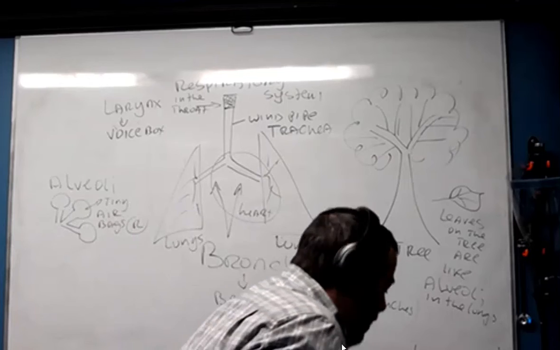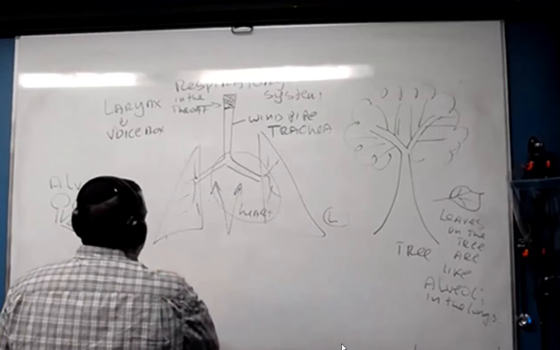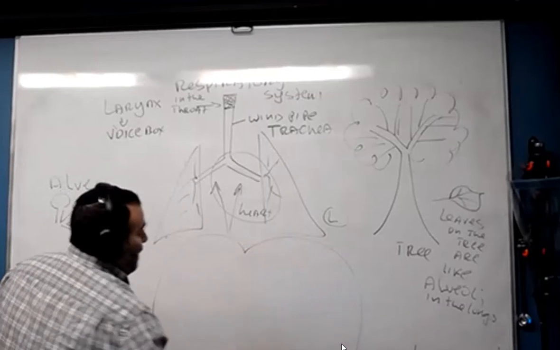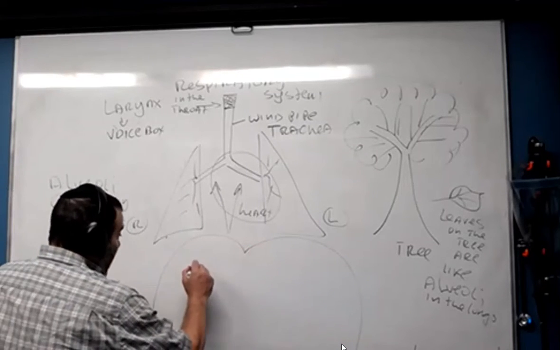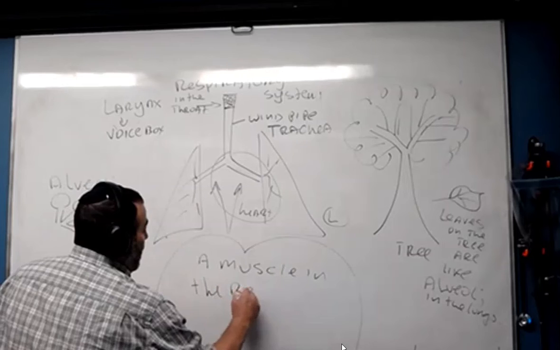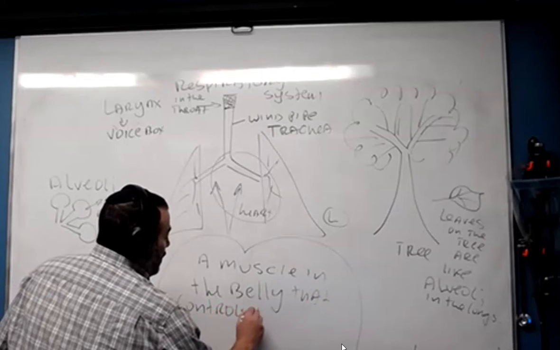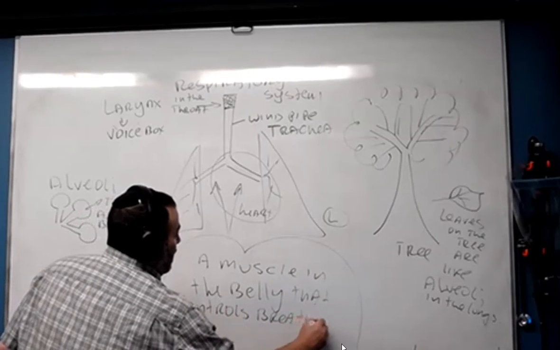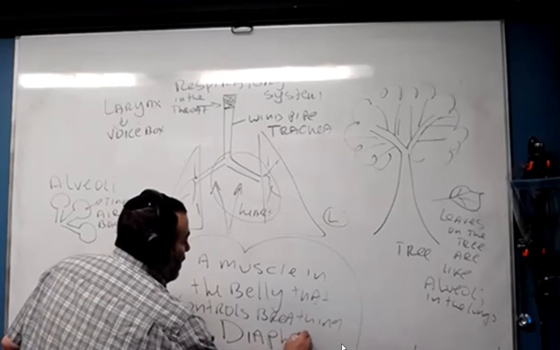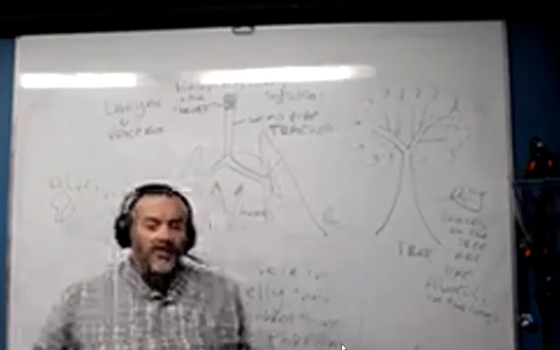One other thing that I'm going to quickly mention about the respiratory system is the muscle that controls the breathing. And that muscle is in your belly, which is what we're going to talk about beginning next class. We're going to talk about your belly. So a muscle in the belly that controls breathing is called the diaphragm. That is this muscle in the belly.